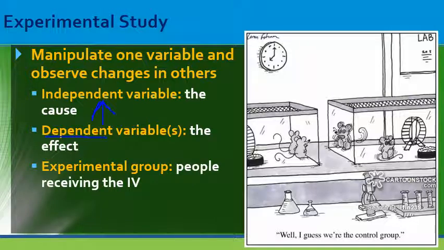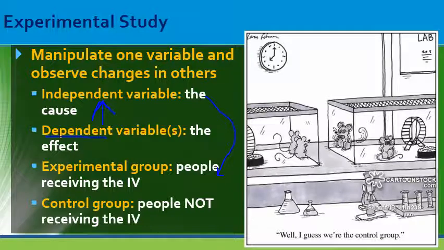Now, we don't, in an experiment, manipulate an independent variable on one group of people, because that gives us nothing to measure against. What we need is to have 2 groups of people. We need a group who gets manipulated by changing the independent variable, and we need a group who don't get manipulated.